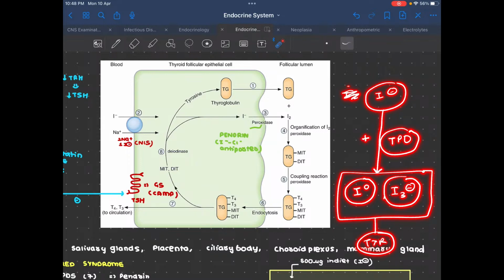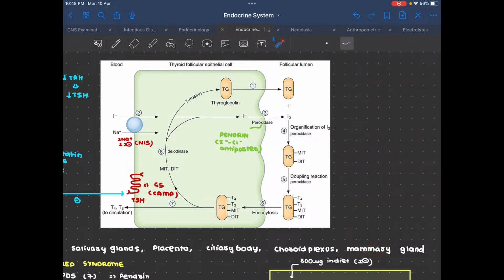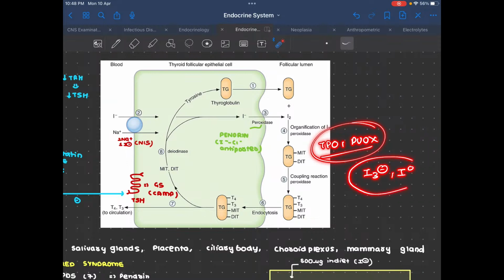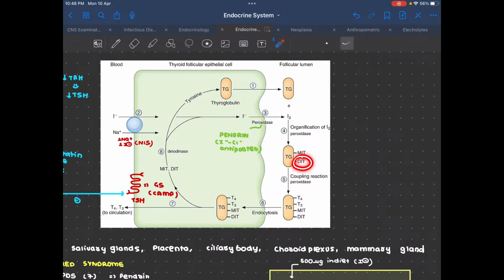Along with that, thyroid peroxidase uses hydrogen peroxide. And how do we generate that hydrogen peroxide? By another enzyme, that is dual oxidase. So if someone asks you what are the different enzymes which play a role in organification, we have TPO and DUOX. Once the iodide derivatives are developed, I0 and I3 negative, they're going to attach with your tyrosine, and they're going to initially form monoiodotyrosine and diiodotyrosine.